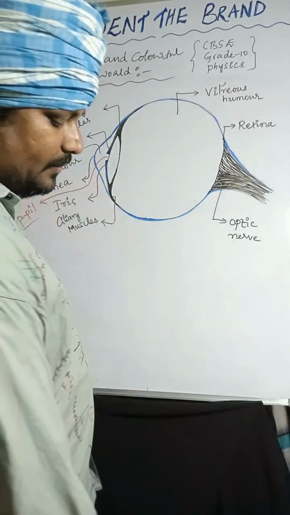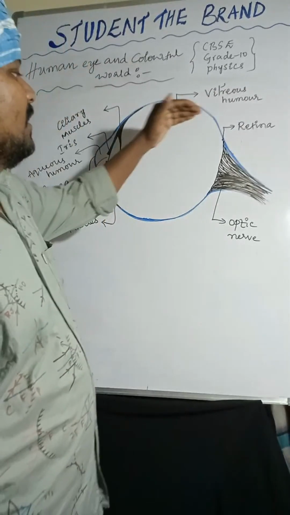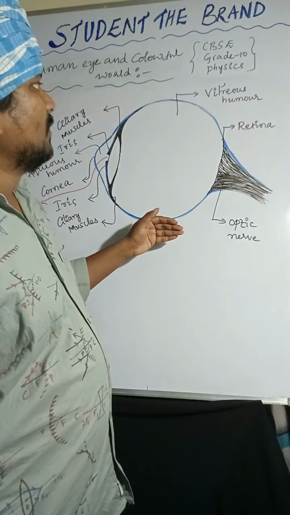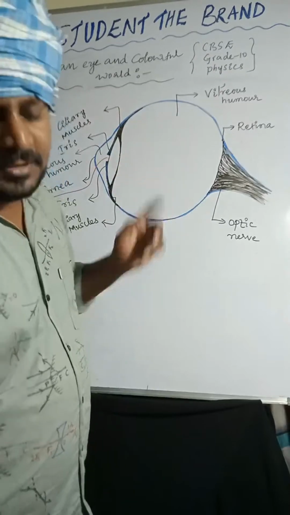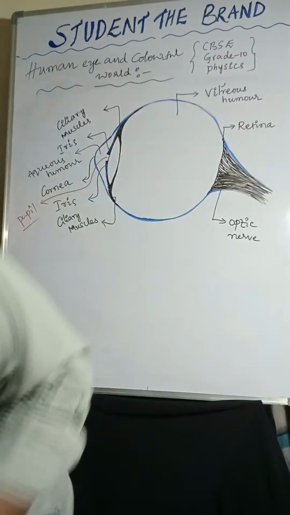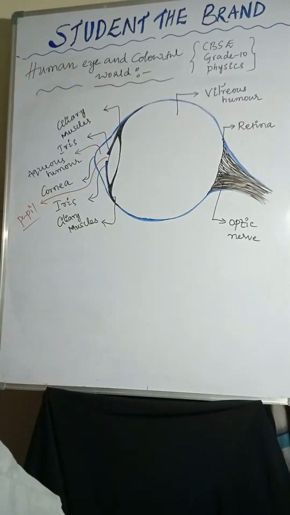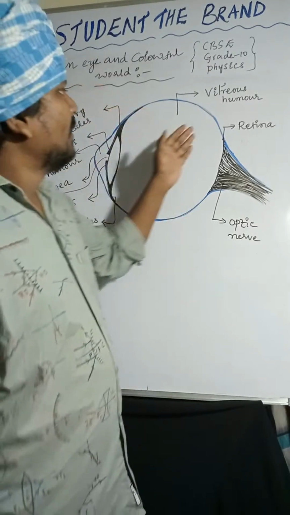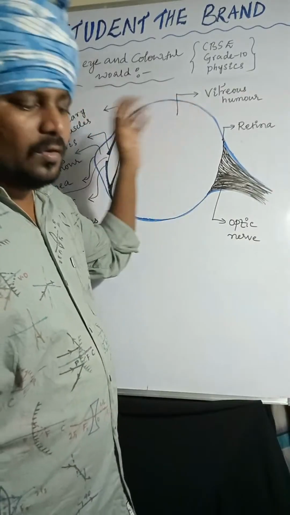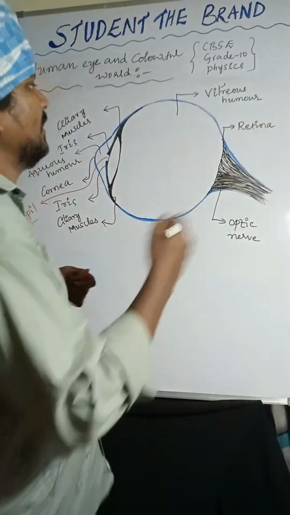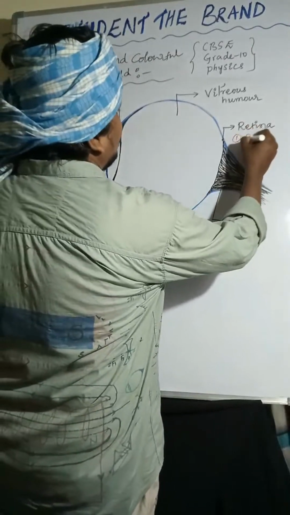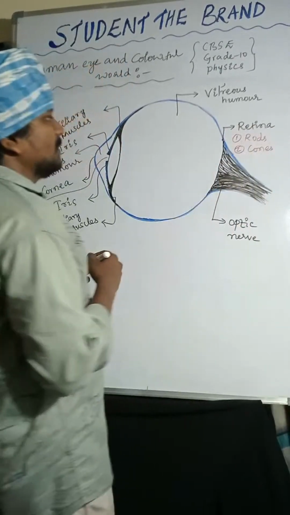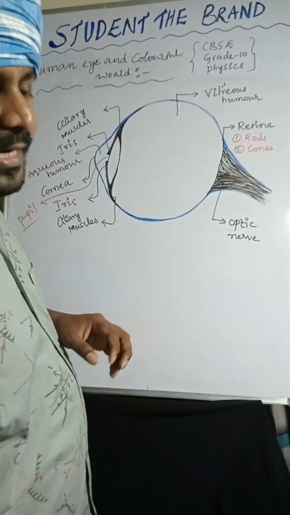Now you can see here, vitreous humor, retina, optic nerve. Retina is a light sensitive screen. There are two types of light sensitive cells: one is rods, another one is cones.